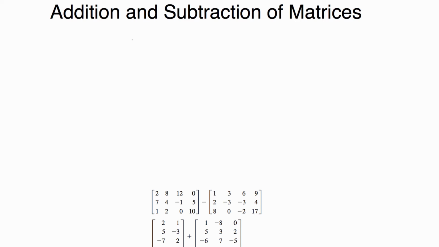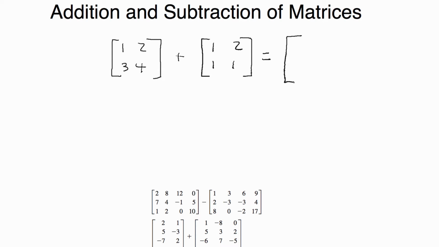So the idea is that if you have a matrix, for example, here's one: 1, 2, 3, 4 is one of my matrices. And if I want to add, say, another one, 1, 2, 1, 1, the idea is that when you add them together, you just add them component-wise. So I take the 1 and the 1, add those together, I get 2. 2 plus 2 is 4. 3 plus 1 is 4, and 4 plus 1 is 5. So that's sort of how it's done.